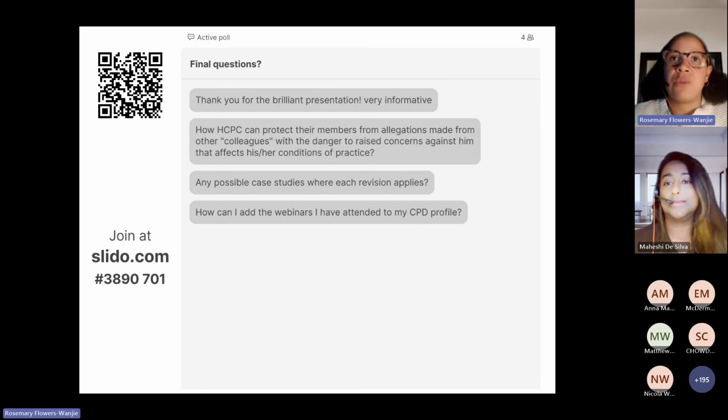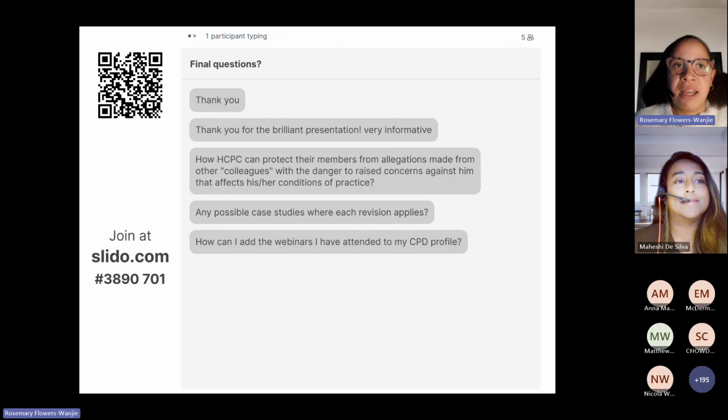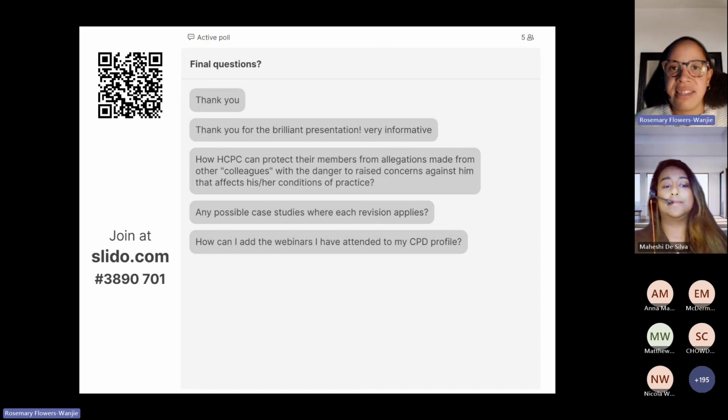Any possible case studies where each revision applies? I'll take that forward into our discussions with our explanatory materials design group. We are talking about what different materials people might need to understand these revisions, to understand the standards, and to apply the standards to their practice better as well.